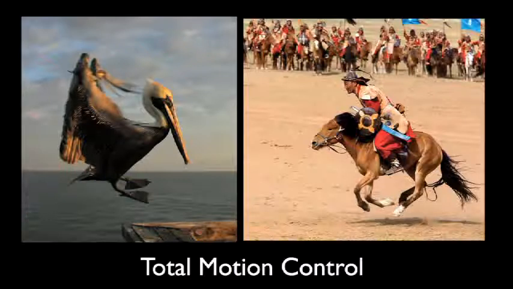Now, look at the picture on the right. I took this picture in Mongolia. I wanted to get this shot with the horse, with all the hooves off the ground. So I used a 500th of a second shutter speed. I set my camera on rapid frame advance, and I took a lot of pictures and I got the shot. So a digital SLR also gives you total motion control.